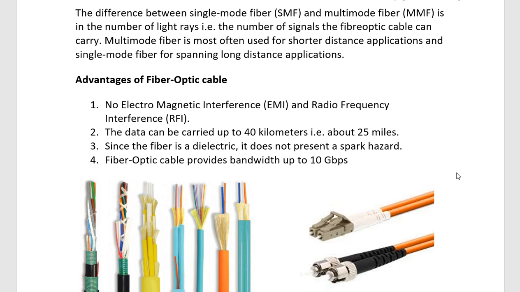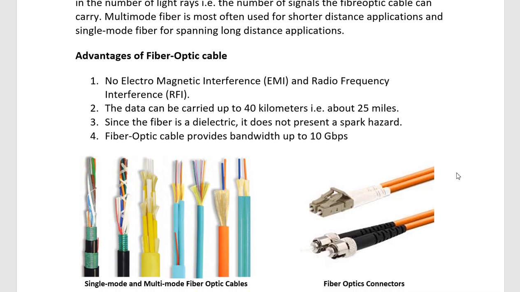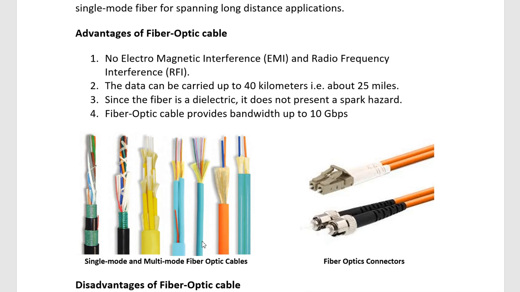Advantages of fiber optic cable: no electromagnetic interference and radio frequency interference. The data can be carried up to 40 kilometers, that is up to 25 miles. Since the fiber is dielectric, it does not present a spark hazard. Then fiber optic cable provides bandwidth up to 10 Gbps, because we know that light is very fast. And these are the fiber optic cables, as we can see. These are single mode and multi-mode fiber optic cables. These are different cables, and to connect those cables we use these fiber optic connectors.